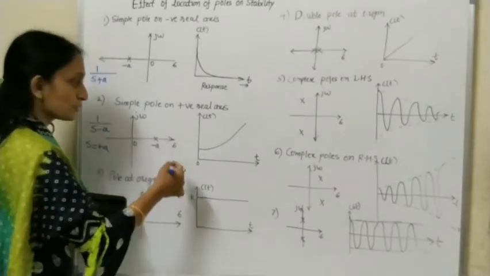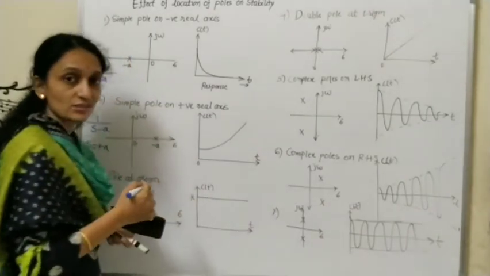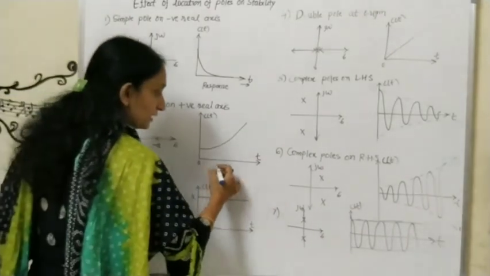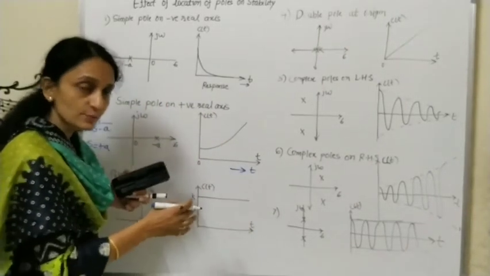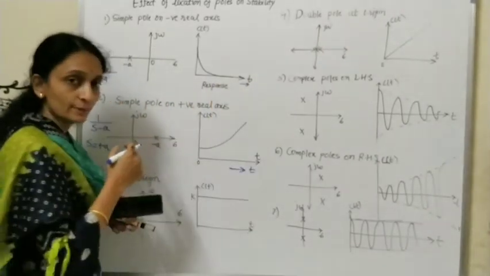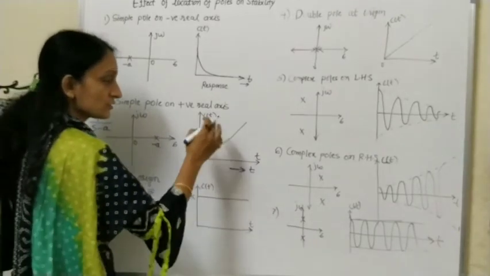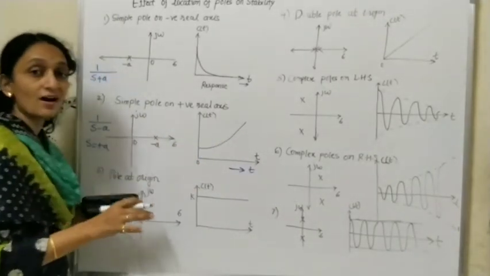Look at the response, we are getting such a type of response, that is an unbounded response. As time t is increasing, the output should decrease, but here the output is continuously increasing. So because of this response the system will be unstable.